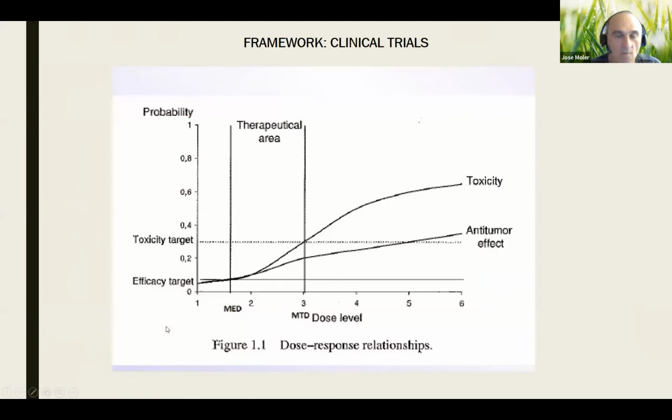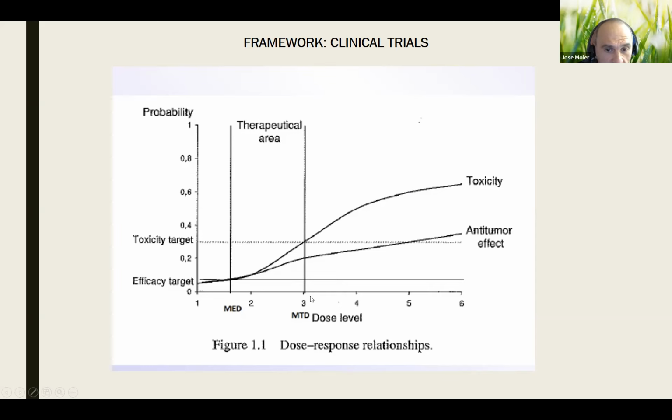First of all, I'm going to give you the framework of this talk, which is clinical trials. Here in this graph, we see the dose levels on the x-axis, and on the y-axis, the probability. And here is the toxicity function, which is of interest in this talk. Our main goal is to estimate the dose with a toxicity target, for instance, 0.3 in this case. And we are going to assume that the toxicity function increases with the dose, okay?